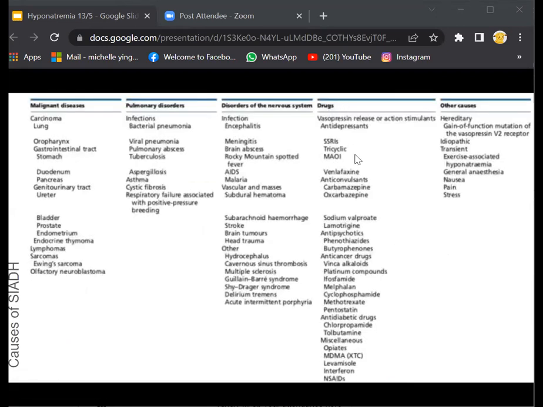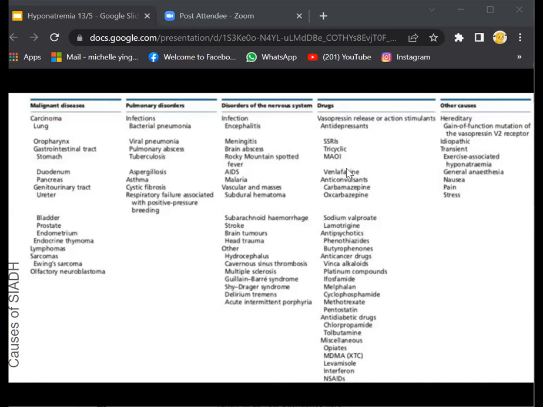For the causes of SIADH, we need to find the underlying cause once SIADH is confirmed, because mostly they are caused by other things. The first one is malignancy, so we need to look for any lung malignancy, GI malignancy or urogenital malignancy. Pulmonary disorders such as infection, tuberculosis, asthma, cystic fibrosis, and respiratory failure associated with positive pressure can also cause SIADH.